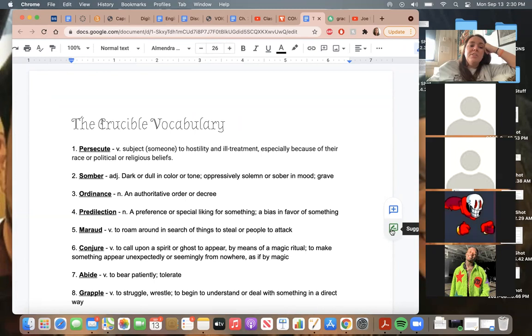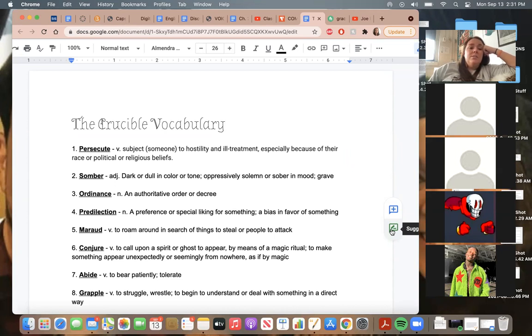Okay, so the first one is persecute, which means to subject someone to hostility and ill treatment, especially because of their race or political or religious beliefs. You disagree with something fundamental about them, so you treat them poorly because of that. Number 2 is somber, which means dark or dull in color or tone, or oppressively solemn or sober in mood. Somber and sober are so close. And solemn. All these words are kind of synonyms, and they all mean the same thing.